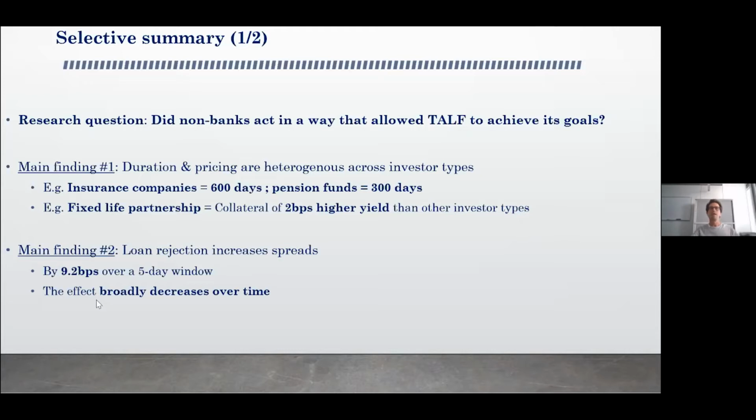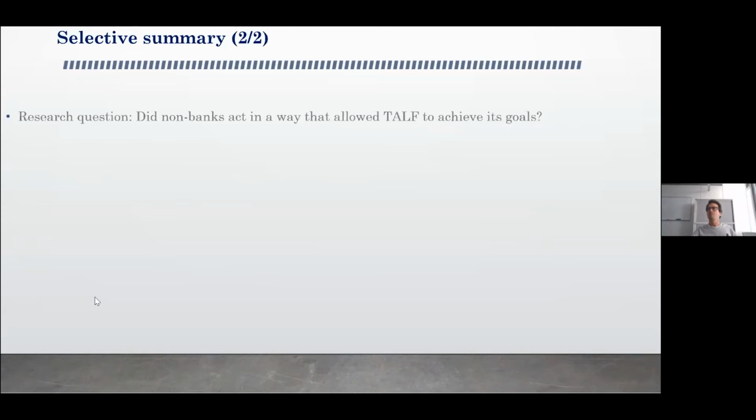The second main finding is that loan rejection increases spreads by roughly 9 basis points over a 5-day window. And the effect is broadly decreasing over time. So how to reconcile the research question and these main findings?